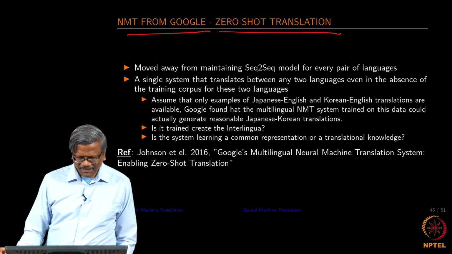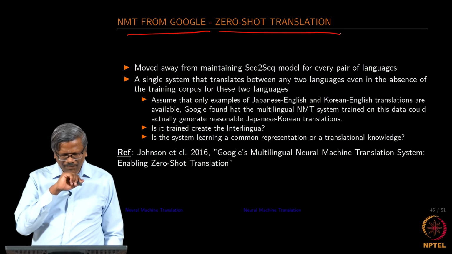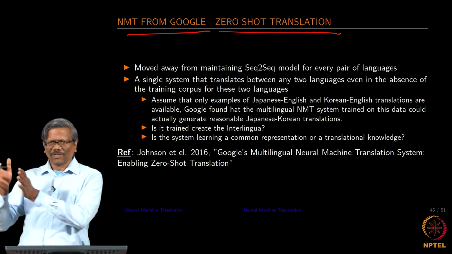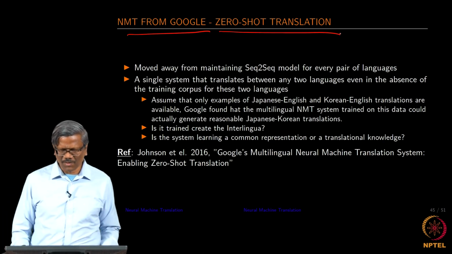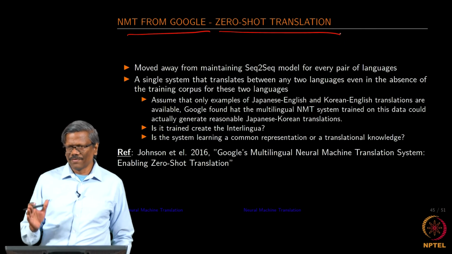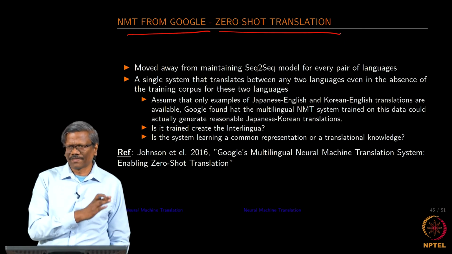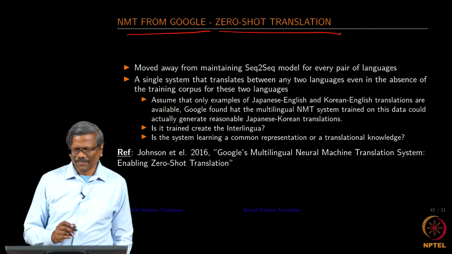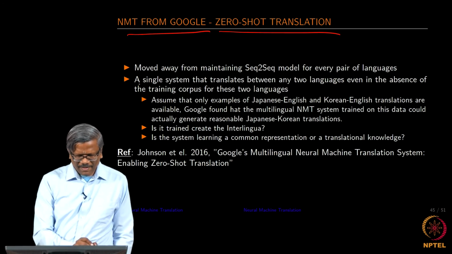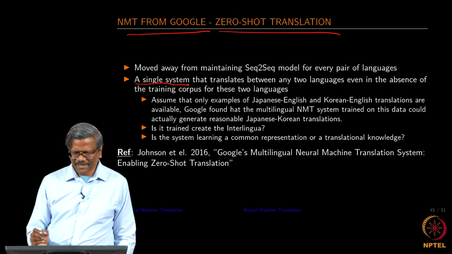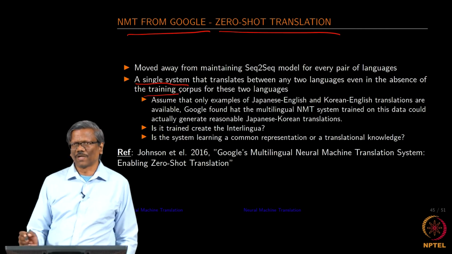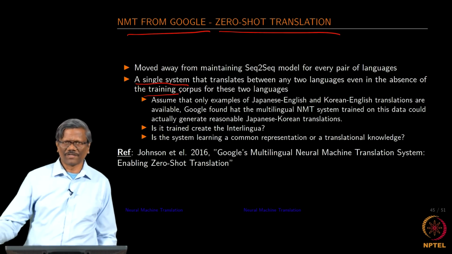What they have done is move away from sequence to sequence translation. Instead of having those pairs of translation modules, is it possible to have one that helps me in translating into various languages? So, they are trying to establish a single system that translates between two languages even in the absence of the training corpus for these two languages, like what I had shown.